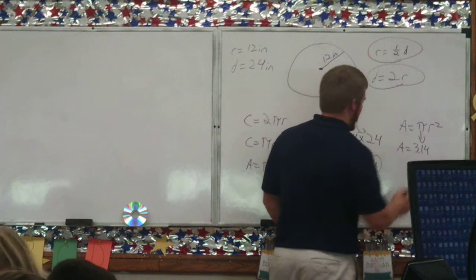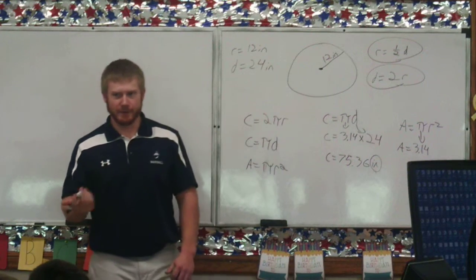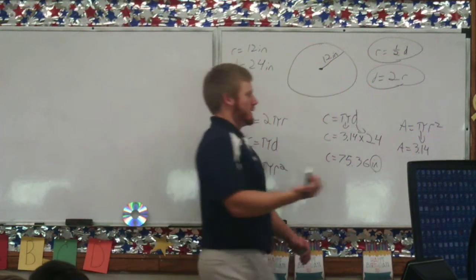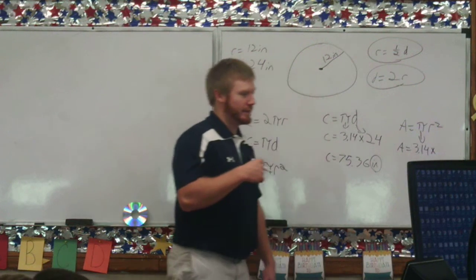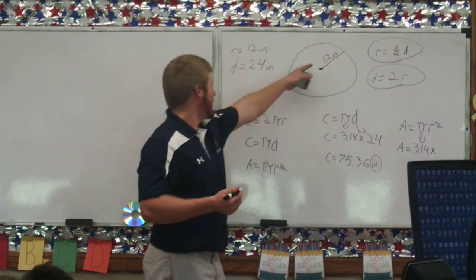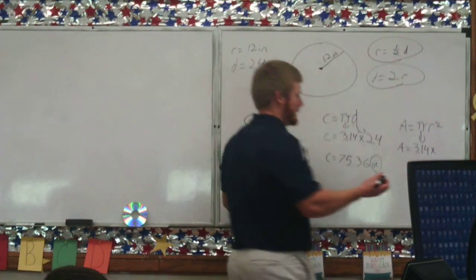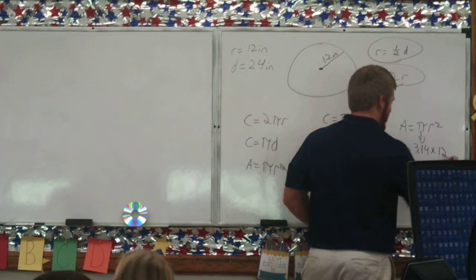So that came straight from pi. Times. So that's our approximation, right? Divide. Times. What's our r, Molly? 12. Our r is 12, right? R equals 12 inches. So 12 what? 12 squared.